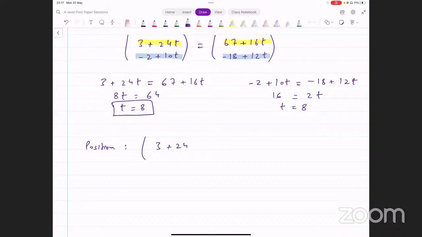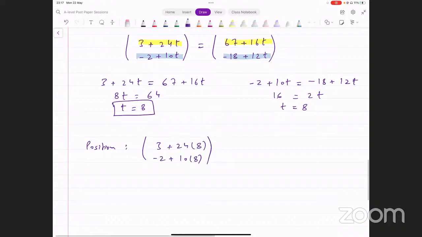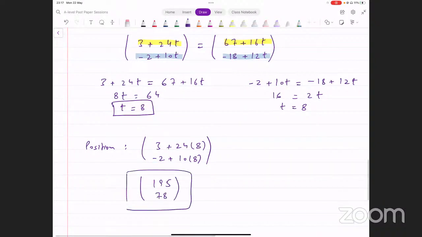3 + 24 × 8, और दूसरा क्या है -2 + 10 × 8, and that gives us 3 + 24 times 8, that's giving me 195, and -2 + 80, that is 78. This is the position where this occurs. That's the second thing that we were looking for. So we have the position and we have the value of t at that particular point.